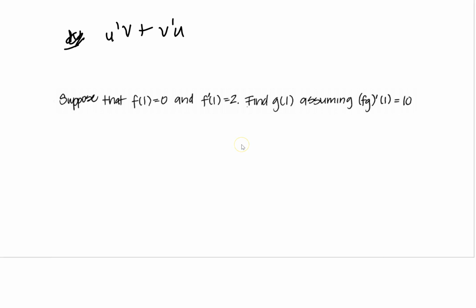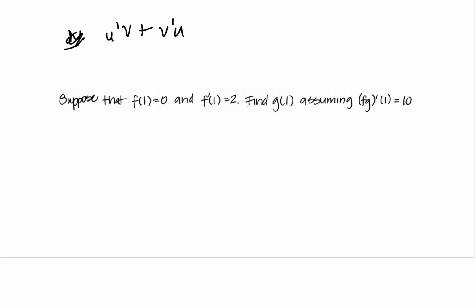And then look at this last one we're doing in this mini lesson. Suppose that f of 1 equals 0 and f prime of 1 equals 2. Find g of 1 assuming that (f times g) prime of 1 equals 10. So I said that terribly, but the idea is they give you this information, and they're letting you know that (f times g) prime of 1 is 10. So when you plug 1 into the derivative, it equals 10.